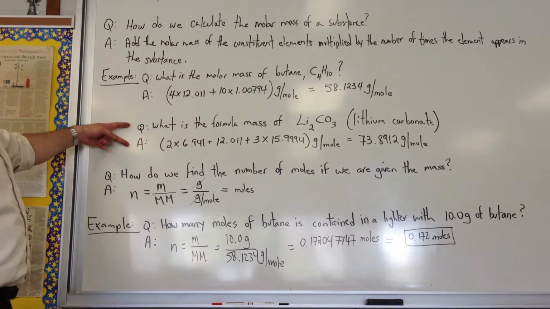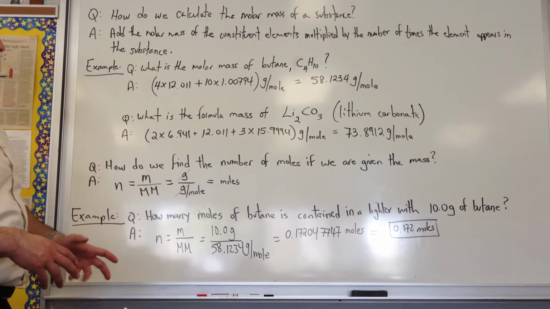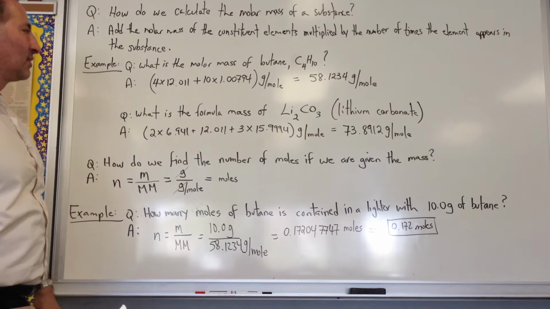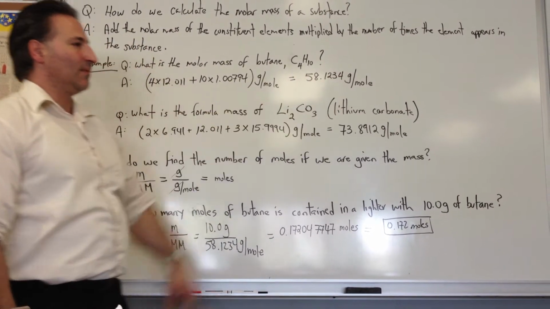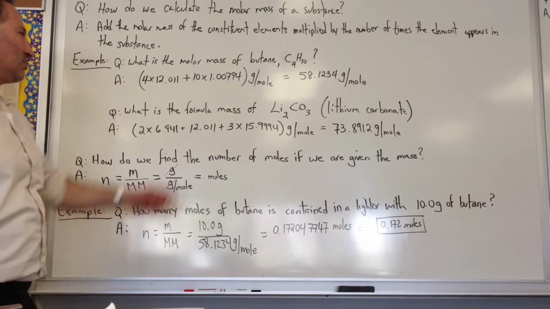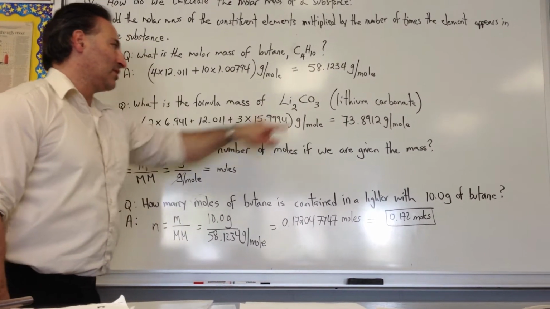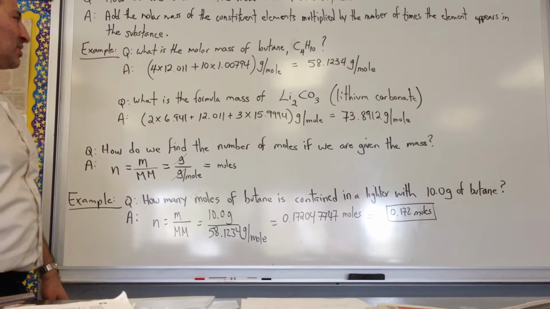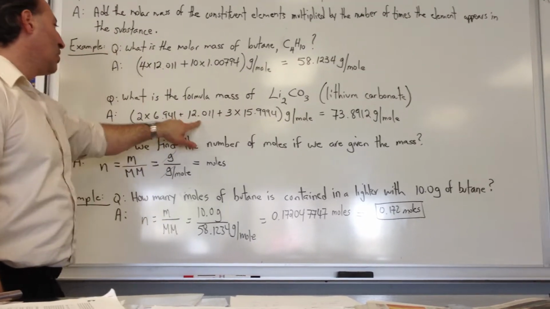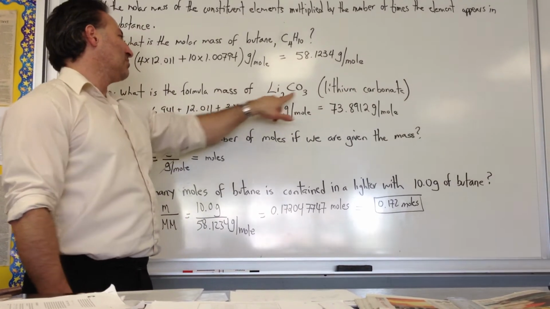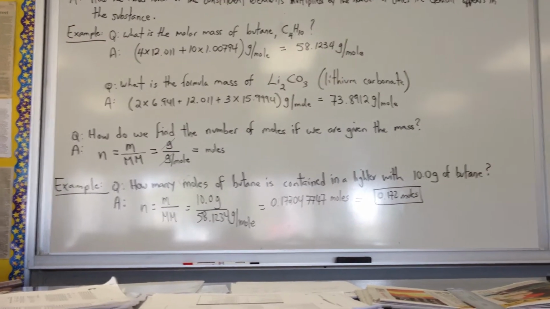In another example, we use the formula mass. Because it's an ionic compound, it's not really proper to say molar mass because it's a crystal, but this is the unit that's repeated within an ionic compound. So it's more correct to say formula mass, but it's the same idea. The number of elements times the number of times the element appears in the substance multiplied by the molar mass of each substance. So 2 times the molar mass of lithium, 1 time the mass of carbon, 3 times the mass of oxygen gives you a total of 73.812 grams per mole for lithium carbonate.